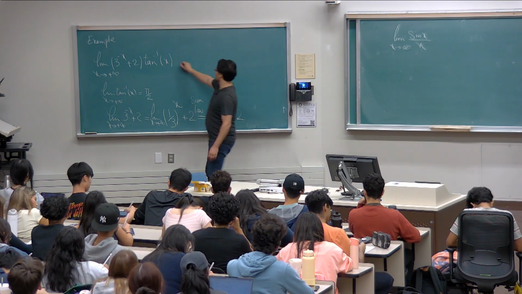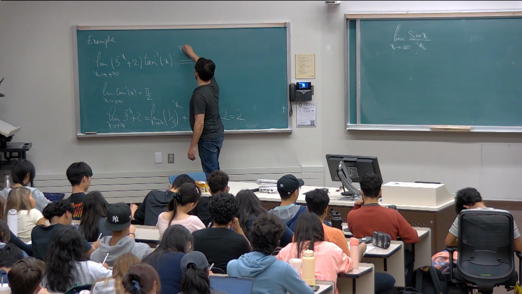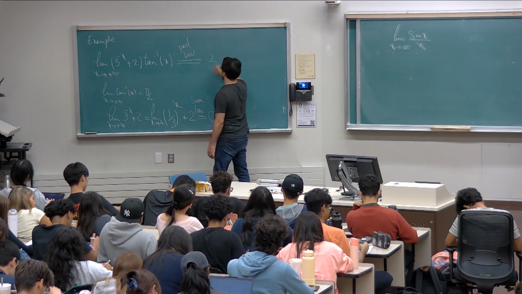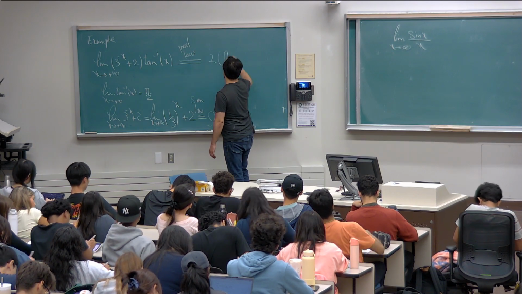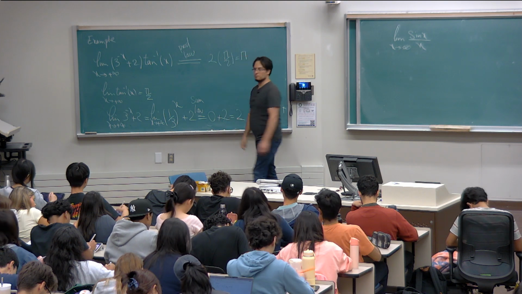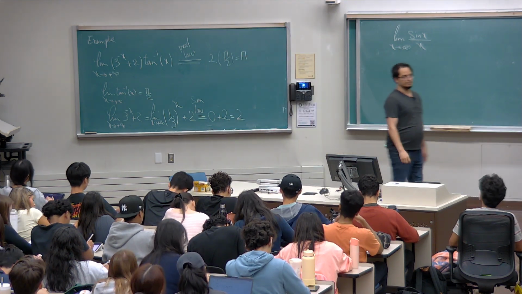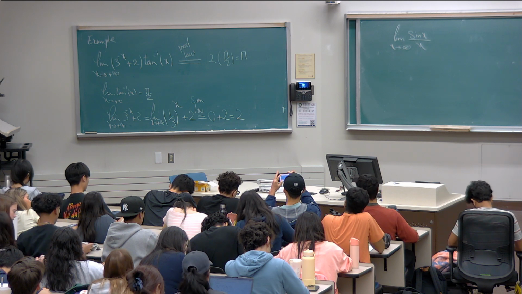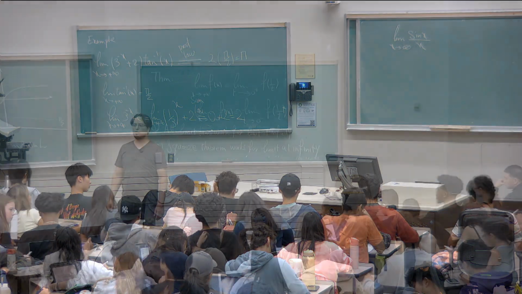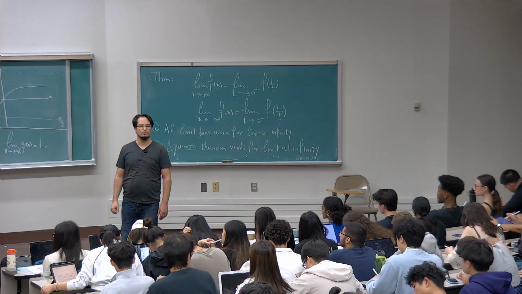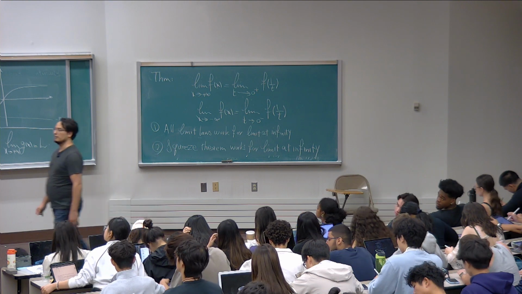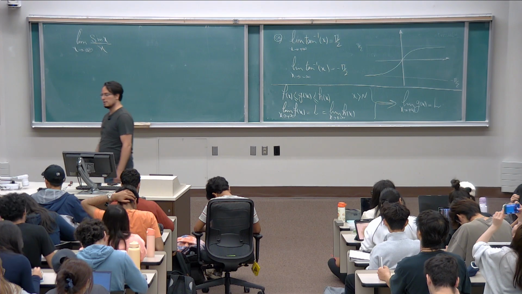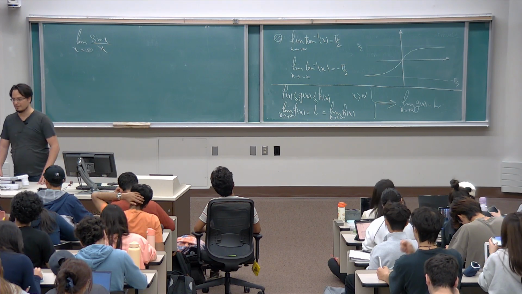Now that I know both of them exist, product law will say the first one has limit 2, the second one has limit pi over 2. So the limit is pi. Okay. Any questions, any comments there? Yes, please. Yes. Oh, you're good? Okay.